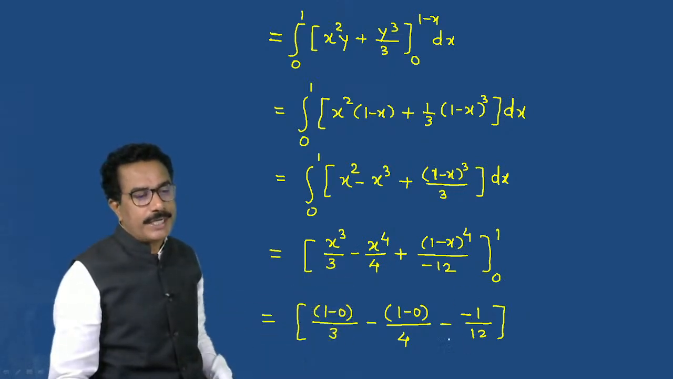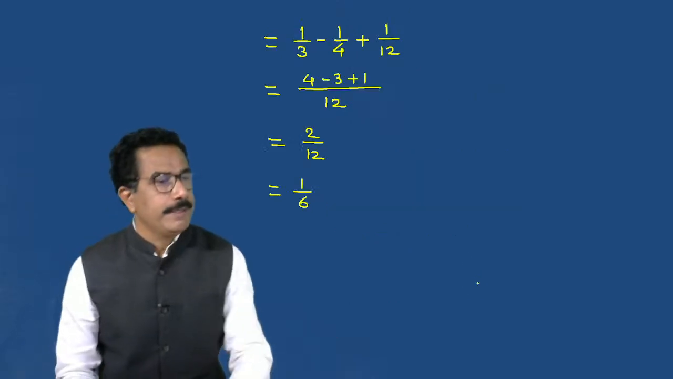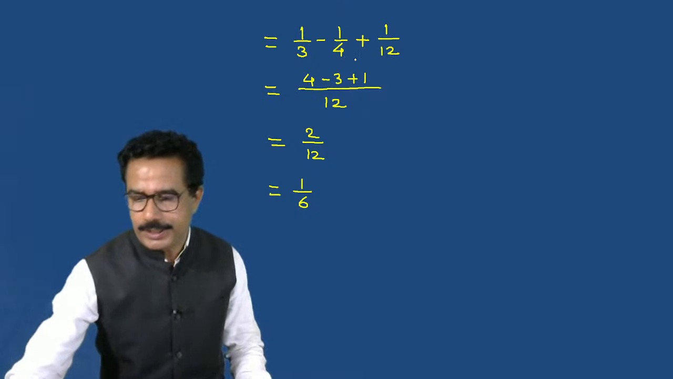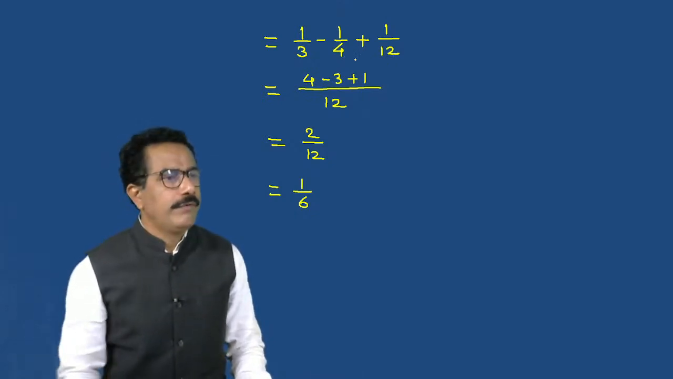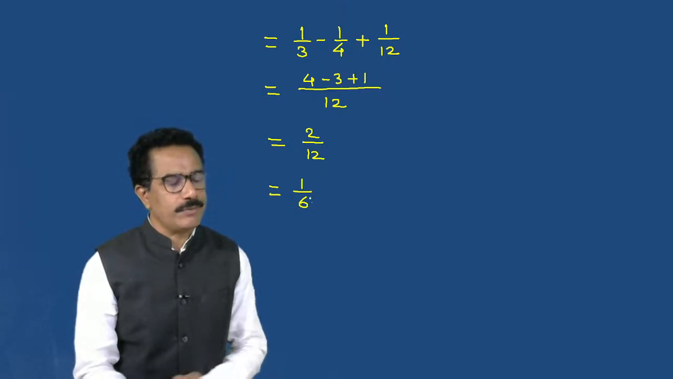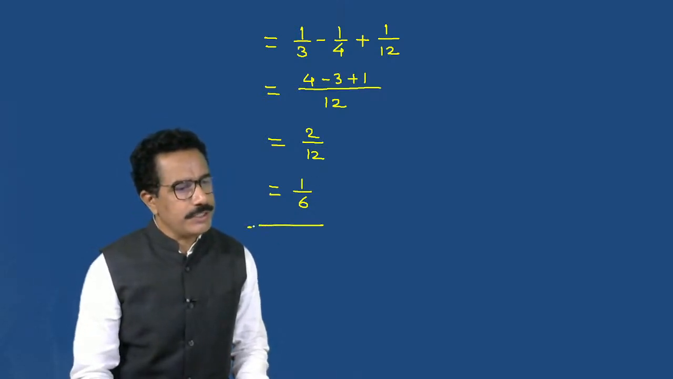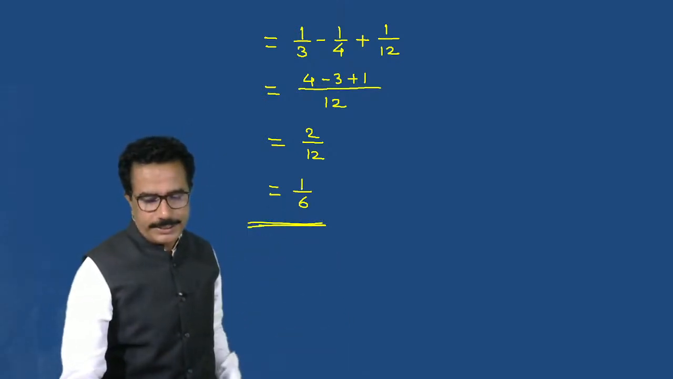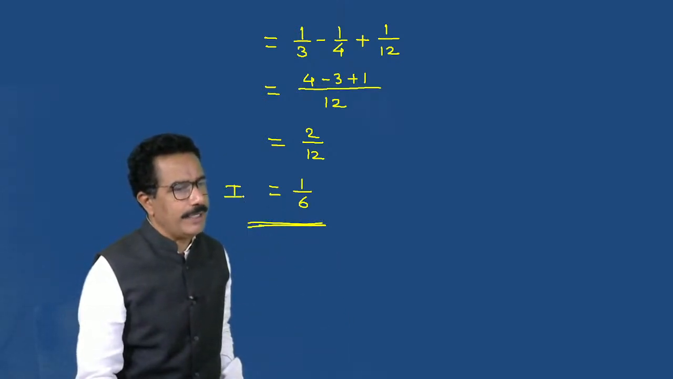So in this way we can write minus minus here plus. Then 1 by 3 minus 1 by 4 plus 1 by 12. 4 minus 3 plus 1 divided by 12. So 2 by 12, that is 1 by 6. Okay. So in this way we can write. अशा पद्धतीनं तो इंटिग्रल होतो. This is the value of the double integral.